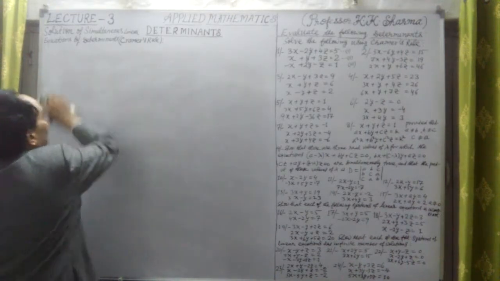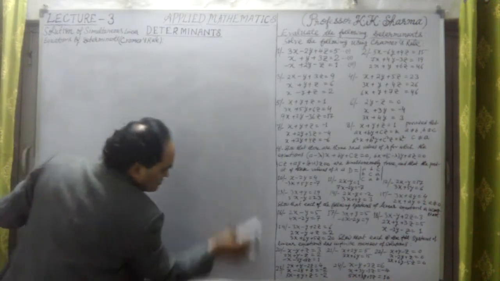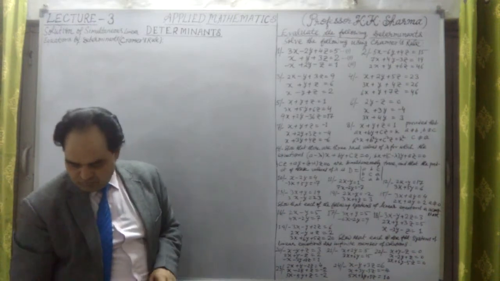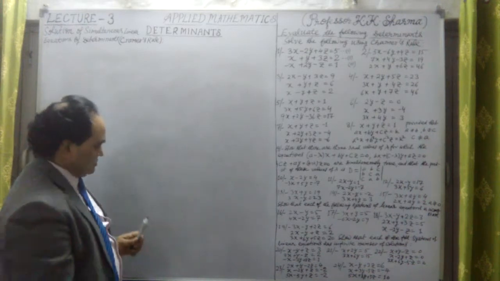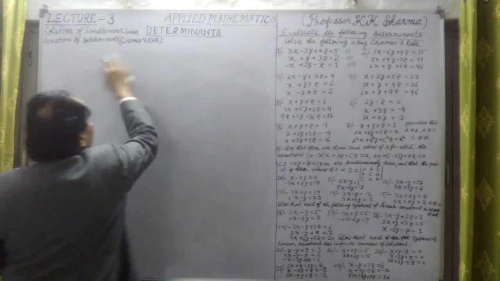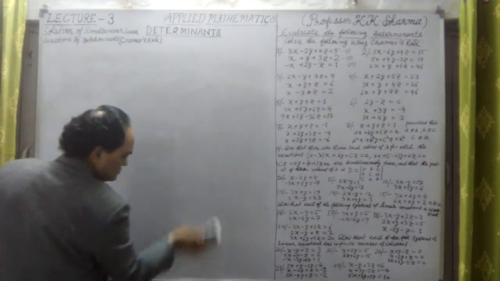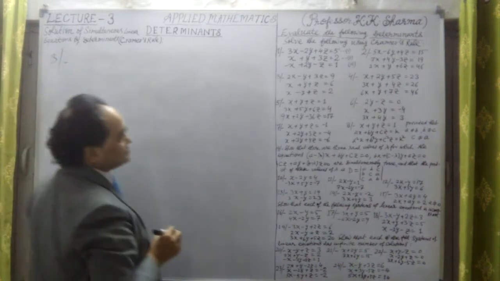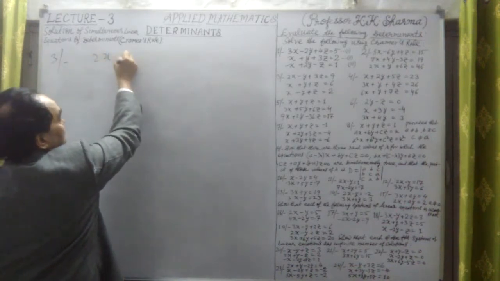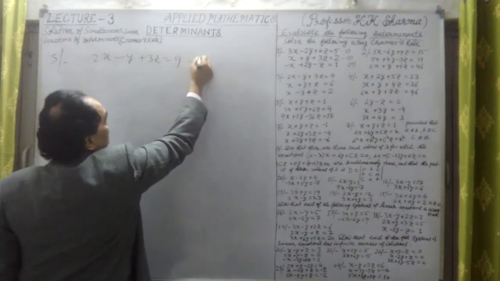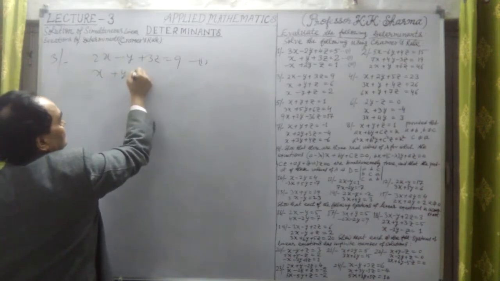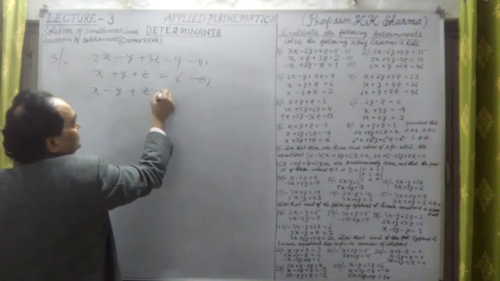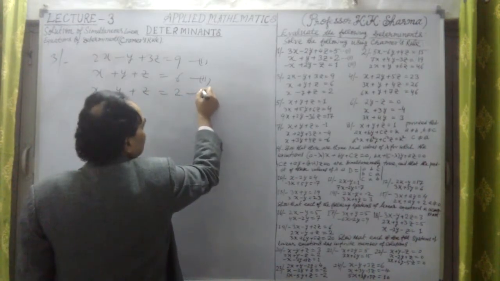Question number 3. Okay. Now, third question. Again, let us take twice x minus y plus 3z equal to 9. Question number 1. Second is x plus y plus z equal to 6. Second equation number. Then x minus y plus z equal to 2. This is equation number 3.